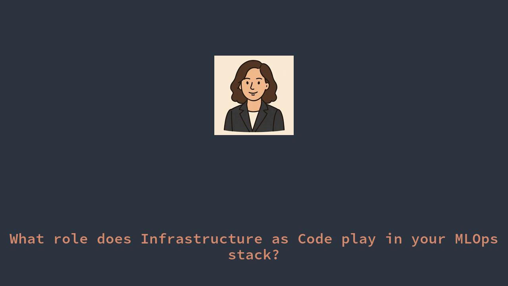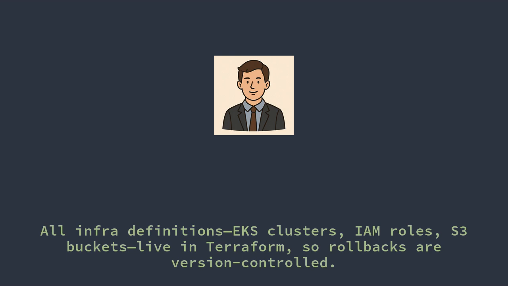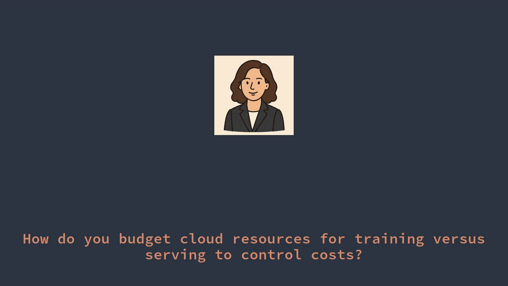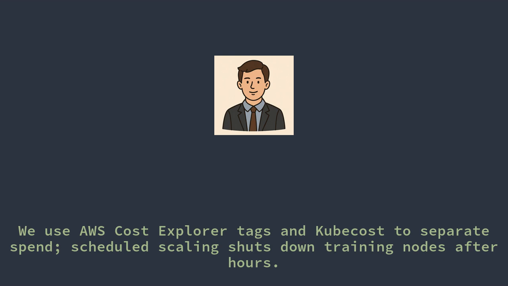What role does infrastructure as code play in your MLOps stack? All infra definitions, AKS clusters, IAM roles, S3 buckets live in Terraform, so rollbacks are version controlled. How do you budget cloud resources for training versus serving to control costs? We use AWS Cost Explorer tags and Kubecost to separate spend. Scheduled scaling shuts down training nodes after hours.